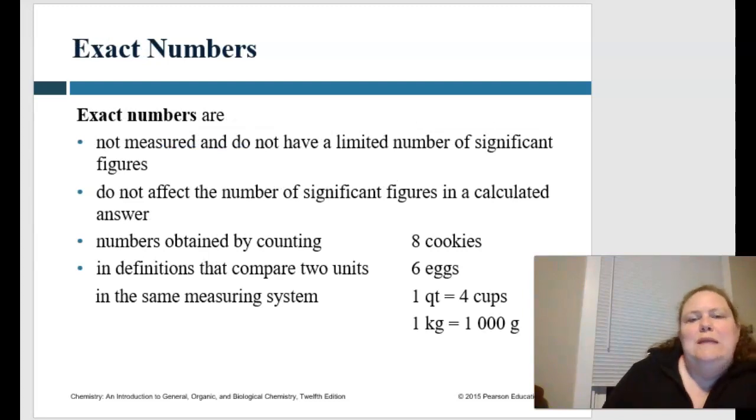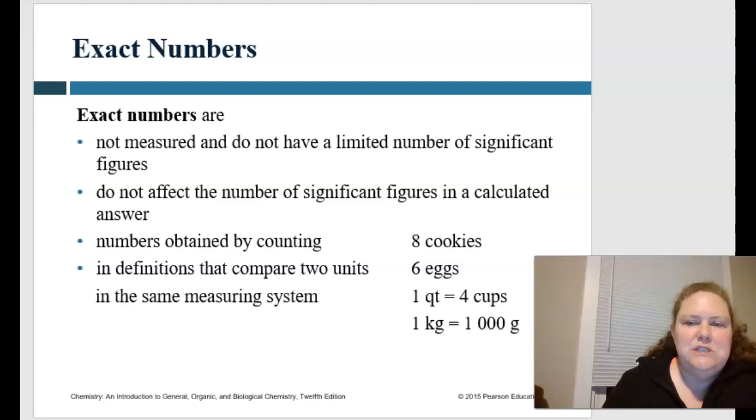Moving on to what an exact number is. Exact numbers are not measured and they do not have a limited number of significant figures. They also do not affect the number of significant figures in a calculated answer. So these would be numbers that are obtained by counting. For instance, I love cookies. I love Insomnia Cookies, right? I could eat 8 Insomnia Cookies. That is an exact number.